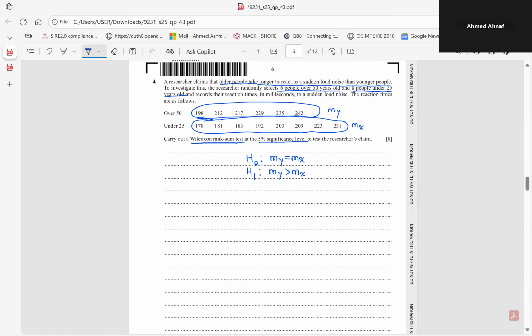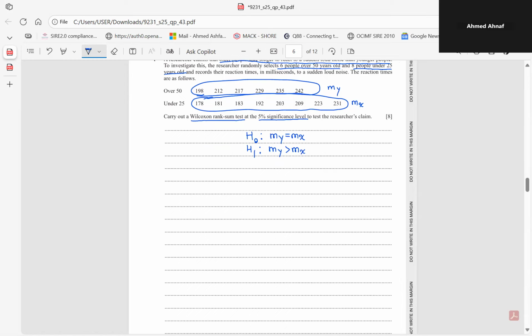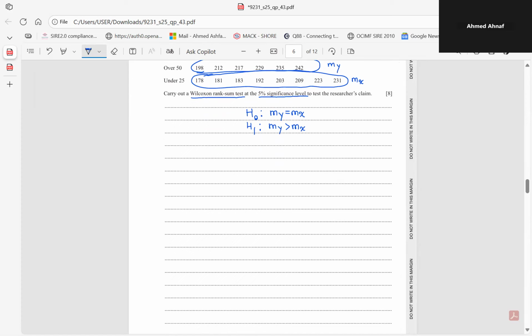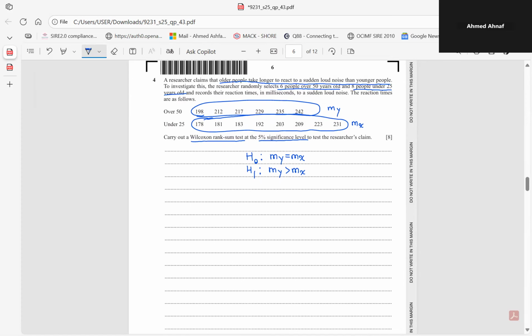Because we are seeing whether one is more than the other, and not whether they are equal to each other or not, this is a one-tailed test. So take note of that. And with that, we can start our test.